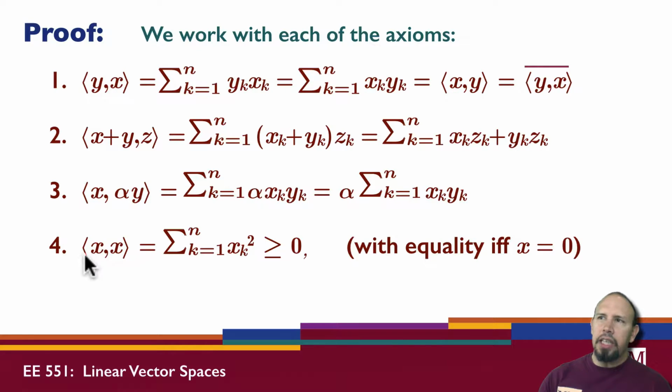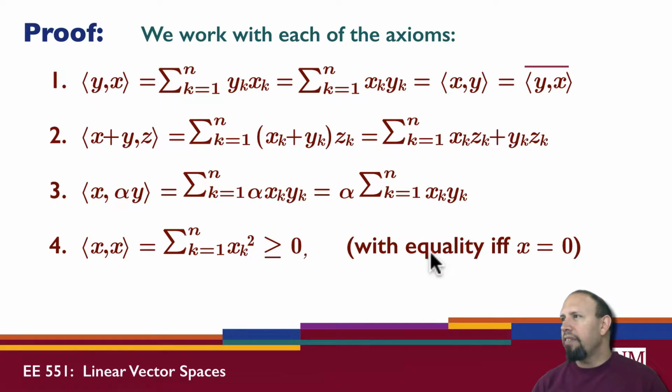Finally, when I take the inner product of x with itself, I get the sum of the squares of the elements of x. Okay, clearly this is greater than or equal to 0 because each of these terms is non-negative, and so a sum of non-negative things cannot be negative. So it must be greater than or equal to 0. But when can this equal 0? This can only be equal to 0 when all the elements of x are 0. If any one of these is not 0, then this quantity is going to be greater than 0, because if x is not 0, x squared is greater than 0.